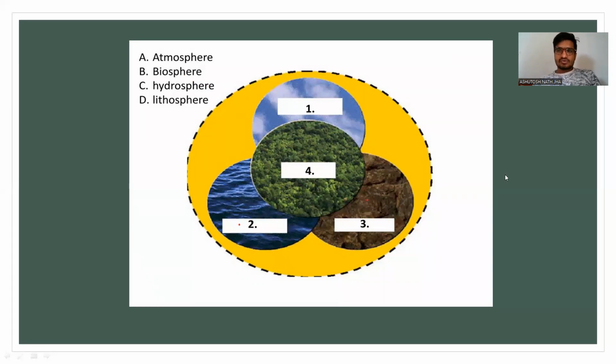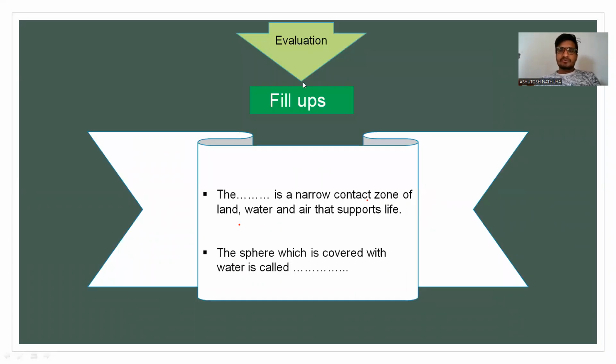Okay, students. Now we have some fill-in-the-blank questions. The first question is: the dash is the narrow contact zone of land, water, and air that supports our life. Yes, student, what do you think? So the biosphere. Yes, very good. The biosphere is the narrow contact zone of land, water, and air that supports life.